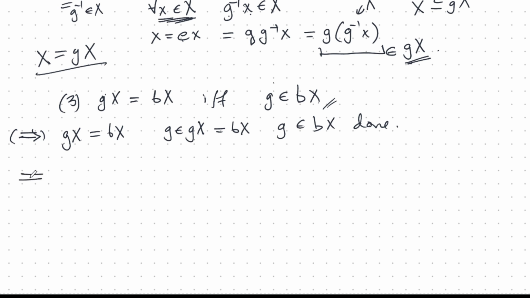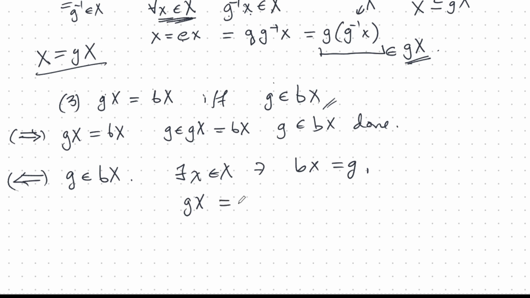Now for the other side of the implication. I think this one is a bit more involved. So we are going to assume that g is an element of bX. So if g is an element of bX, there's some x in X such that b times x is equal to g. Think about that. So there's some element in X. When I multiply it by b, I get this g.